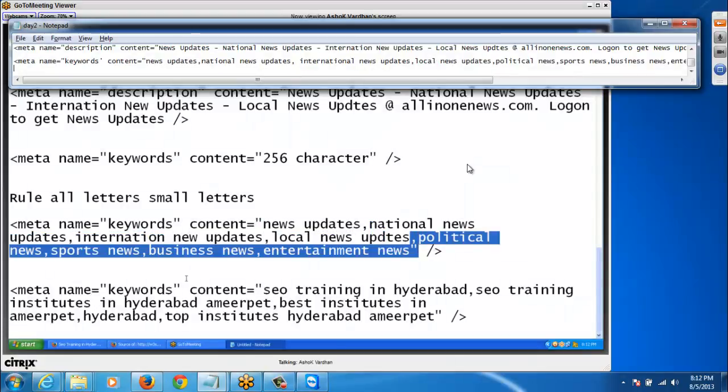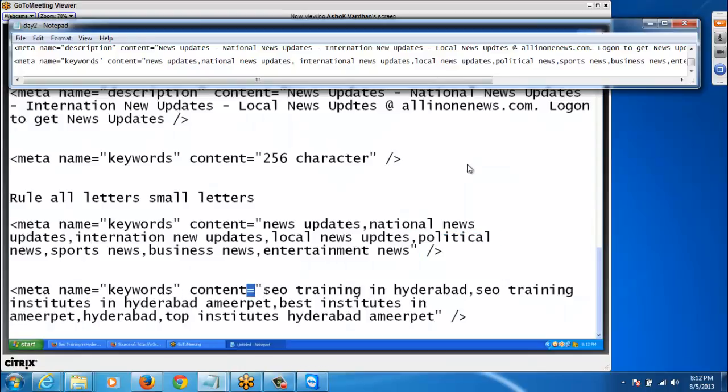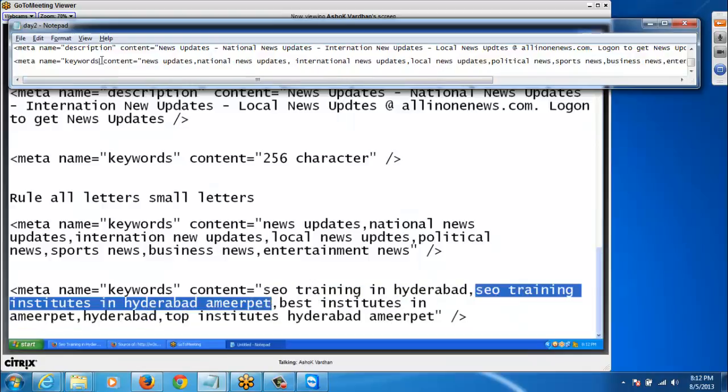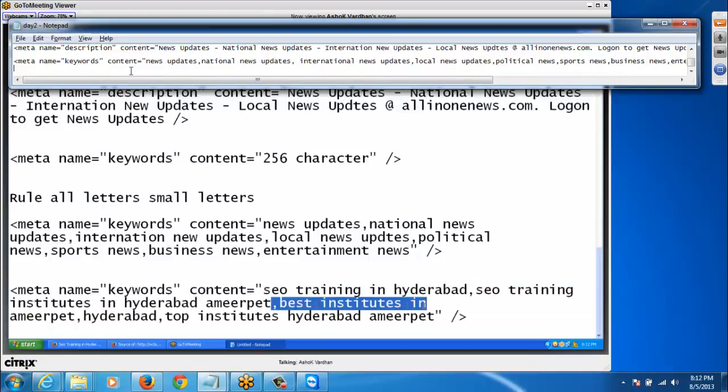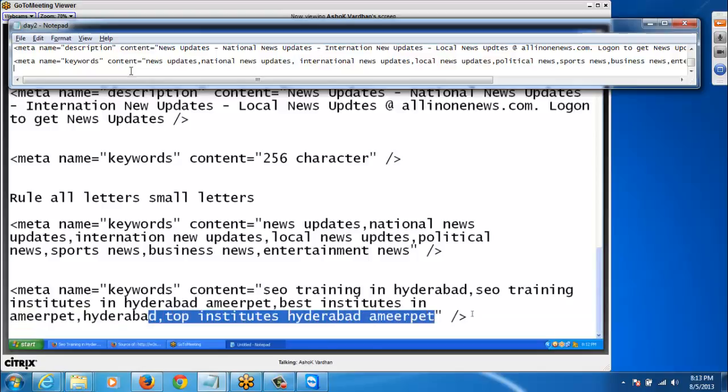then insert other keywords. So here: SEO training in Hyderabad, SEO training institutes in Hyderabad in Amirpet, best institutes in Amirpet Hyderabad, top institutes Amirpet Hyderabad, like this. Here all should be small letters. Okay, don't give any space between word to word. Give a comma. These are very, very important.